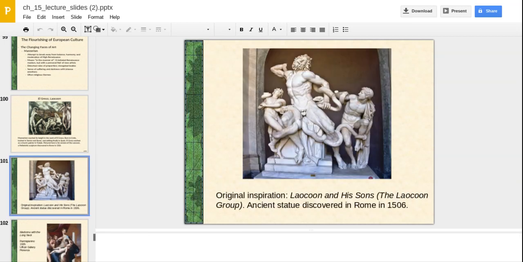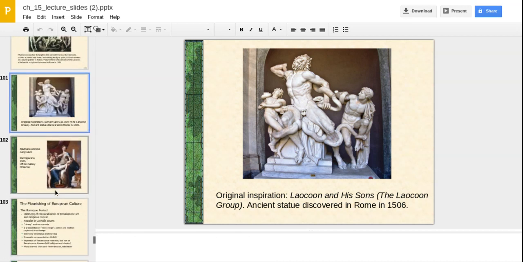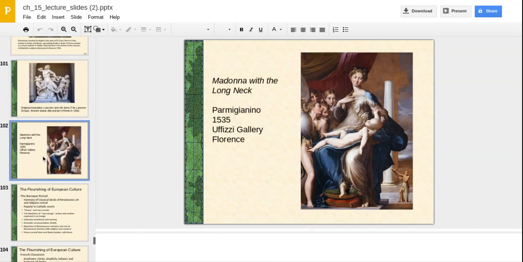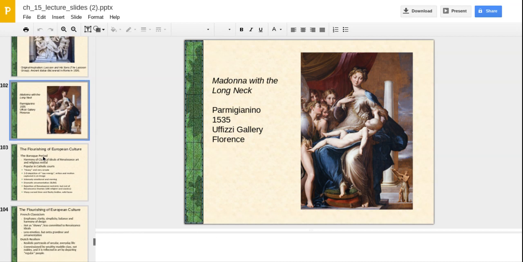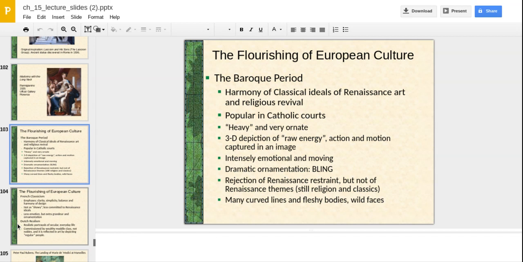And that's a pretty sweet statue. Madonna with the long neck. Okay. The Baroque period. You get harmony of classical ideals of Renaissance art and a religious revival, which became very popular in Catholic courts. 3D depictions of raw energy, action, and motion, intensely emotional and moving. You basically got a rejection of Renaissance restraint, but not of Renaissance themes, still religion and your Greco-Roman classics. Many curved lines and fleshy bodies, wild faces.